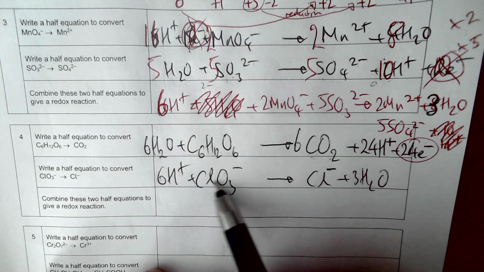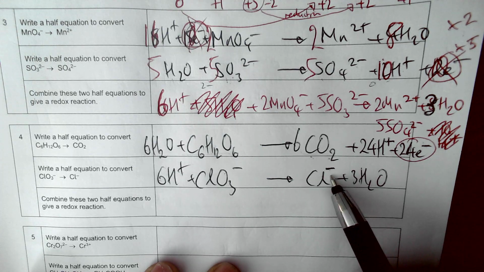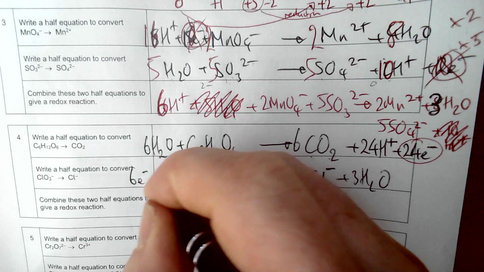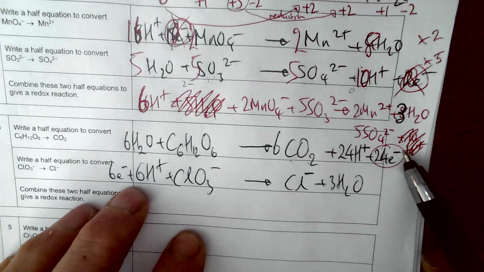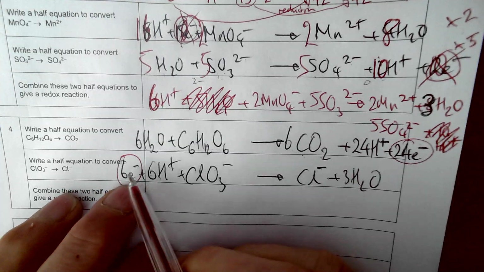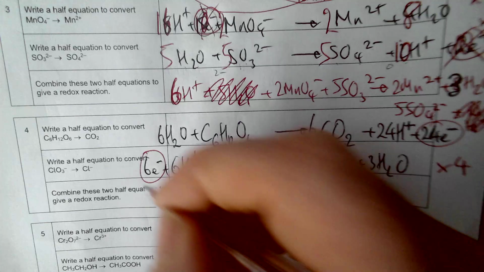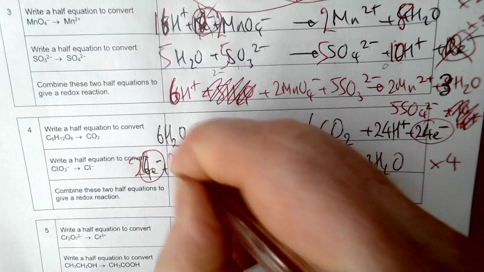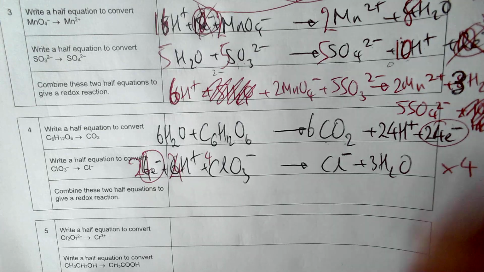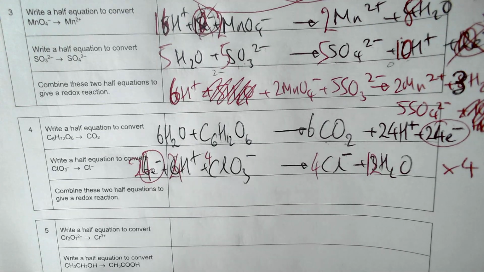Right, this is 5 plus, this is 1 minus. How do you get from 5 plus to 1 minus? You're going to need 6 electrons on this side. 6 and 24 go into the same number, so that's quite nice. And if I multiply everything on this equation by 4, it will work. That'll make 24 electrons, 24 H pluses, 4 ClO3 minuses, 4 Cl minuses, and 12 H2O.